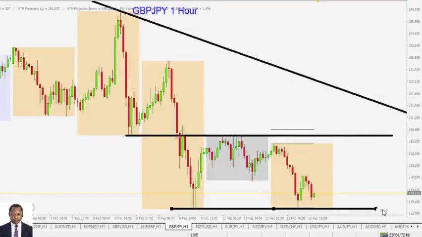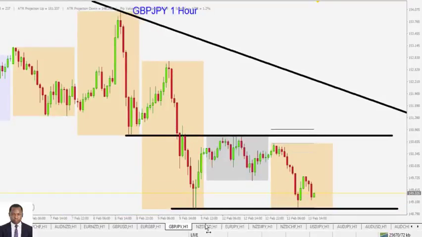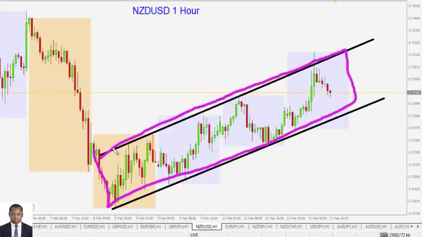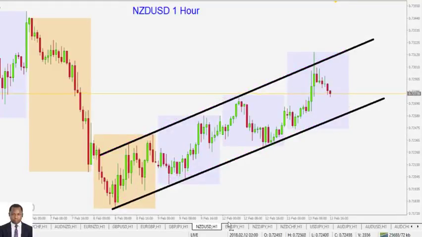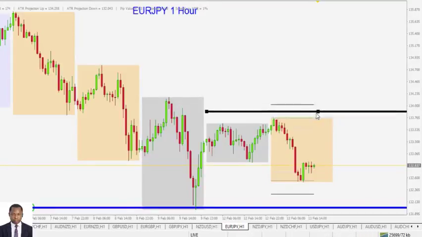Let's see this range. American dollar against the, sorry, the New Zealand dollar against the American dollar, channel. That channel is still holding, not for us. Euro against the Japanese yen, ugly range.